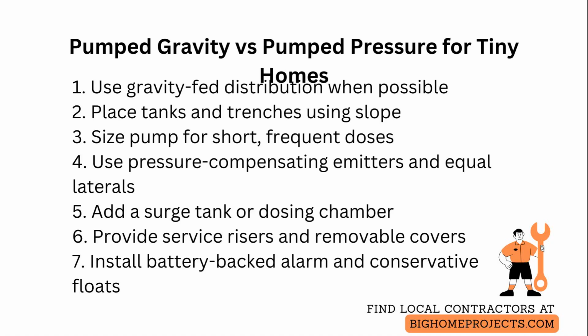When gravity is not possible, low-pressure dosing offers even effluent delivery to drip lines or shallow trenches by using a small pump to dose each lateral in sequence. Size the pump to deliver short, frequent doses, and use equal-length laterals and pressure-compensating emitters to avoid preferential flow.